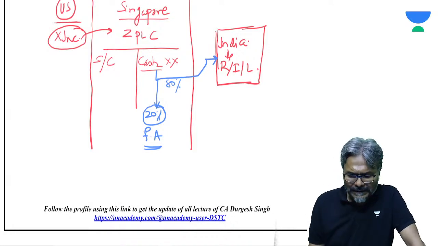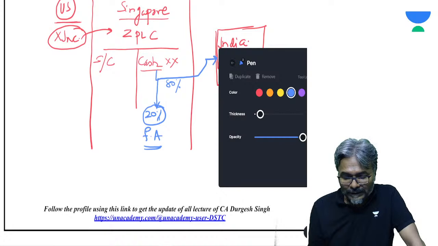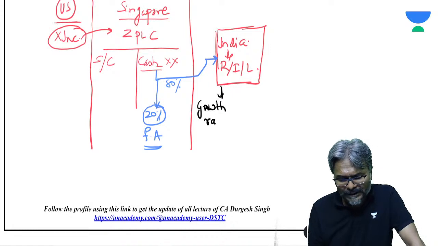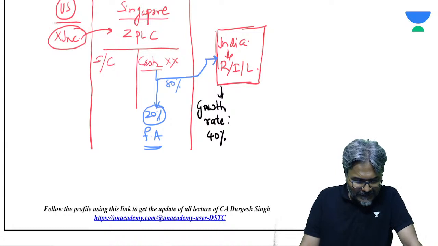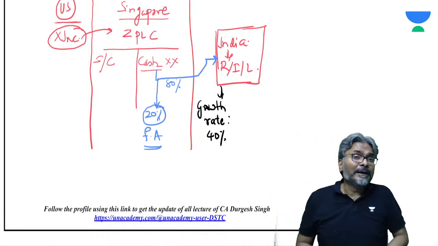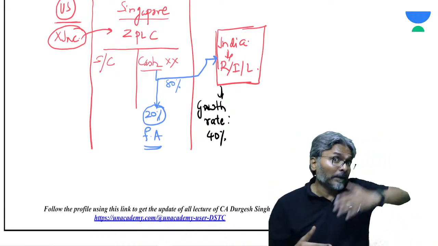Now what happens? They will also tell you that look, they have invested in the Indian company, and the Indian company is doing very good. Something of that data would be there in the question. So say for example, the growth rate of the Indian company is at 40%. Now with the growth rate of the Indian company at 40%, what will happen? It will have very ripple effects.